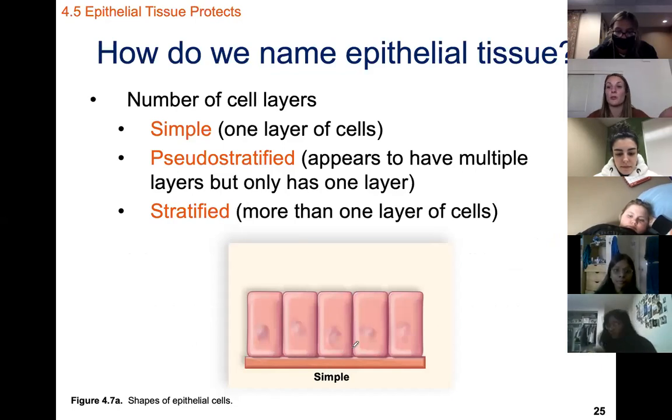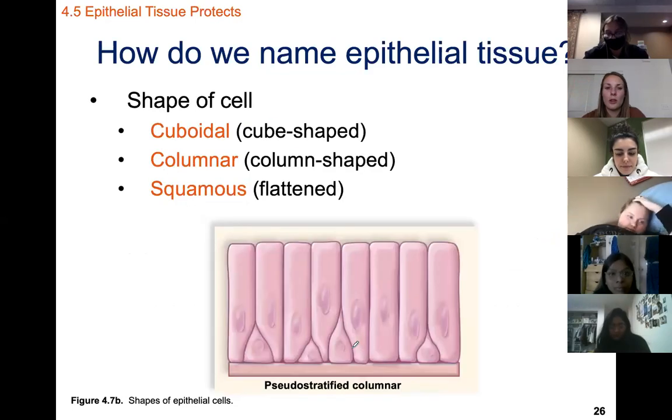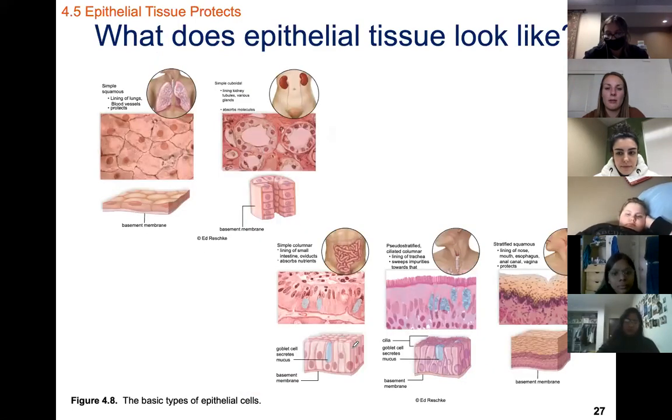Okay, so here's a much better drawing than what I was doing. This is how they name epithelial tissue. So the first thing is the number of layers. If you have one layer of cells, it's called simple. If you have more than one layer, it's called stratified. I'm looking for an example of stratified. Here's an example down here of stratified. You can see that there's more than one layer.